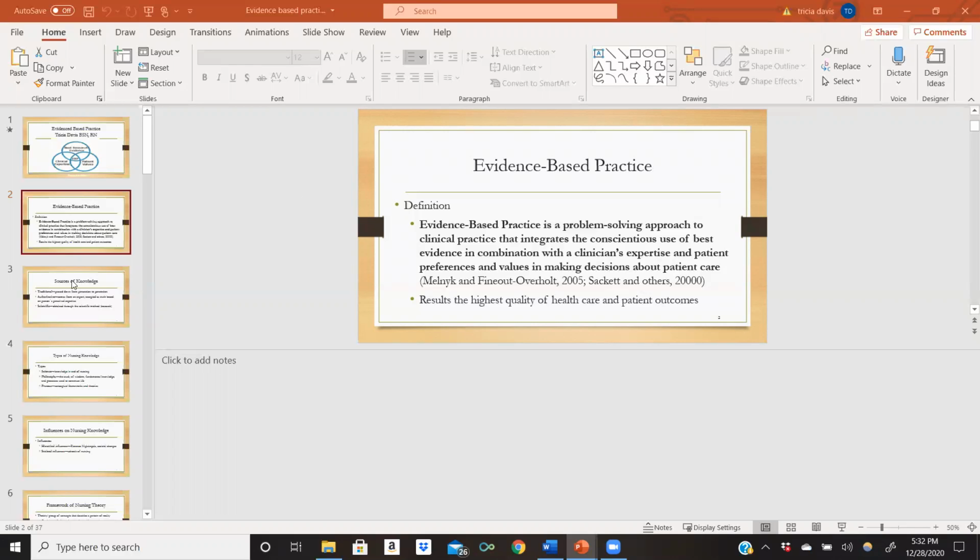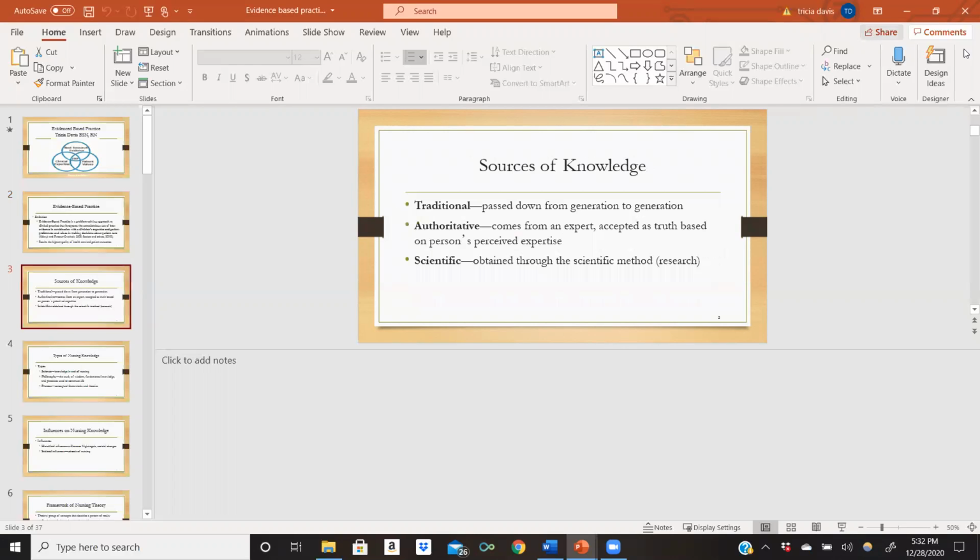Evidence-based practice is something that you are going to learn right now, and you will continue to hear this throughout your entire career in the health field, because that is where our nursing treatments and medical treatments come from. They come from evidence-based practice. There are many sources of knowledge. We're going to talk about traditional, authoritative, and scientific.